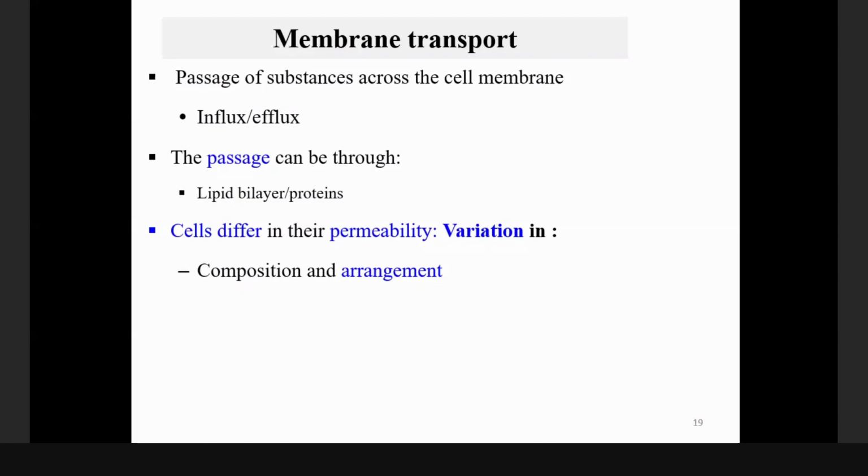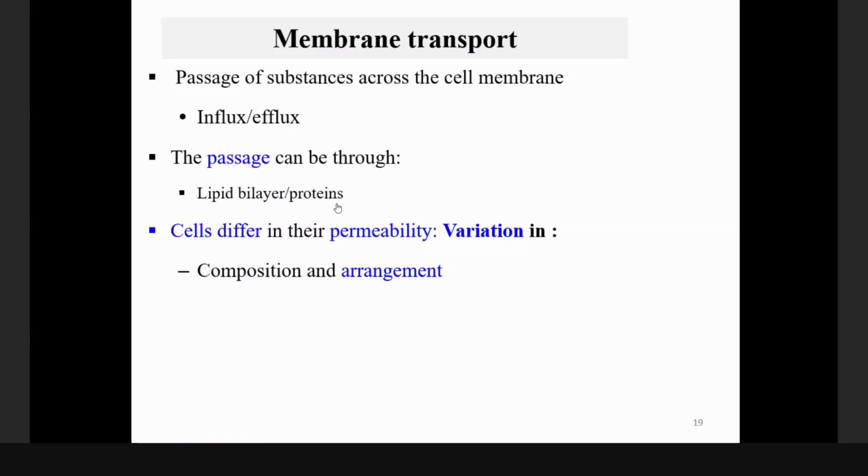That's called phagocytosis. But in the case of influx, substances enter into the cell separately, like when sodium enters into the cell. It is called influx, not phagocytosis. But when bacteria are engulfed by a given cell, that's called phagocytosis. Okay. When ions leave the cell, that's called efflux. So membrane transport is a process through which substances enter the cell, called influx, or leave the cell, called efflux.